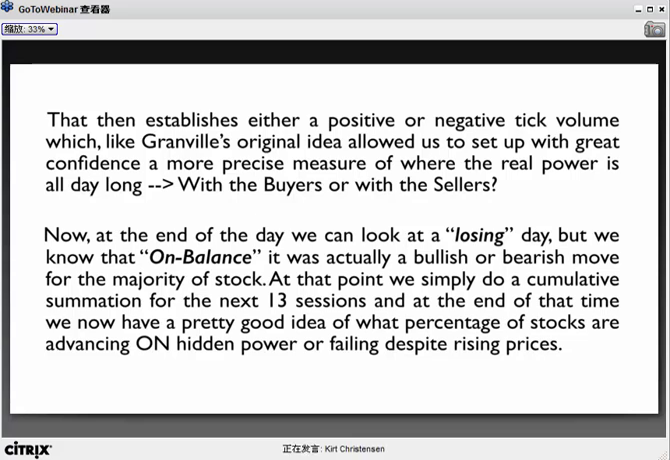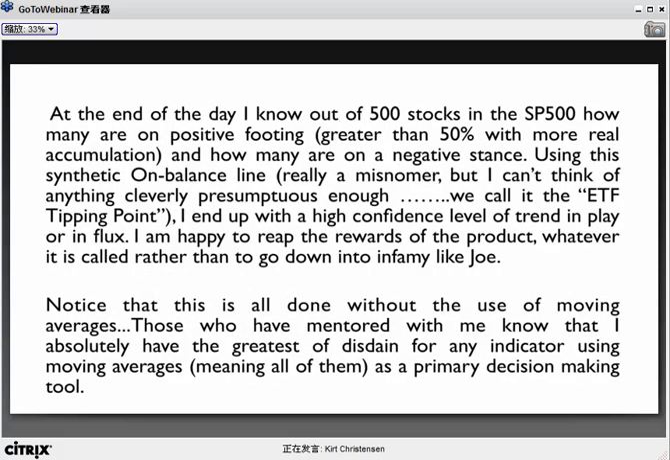At the end of the day, I know out of 500 stocks in the S&P 500, how many are on a positive footing, greater than 50% with more real accumulation, and how many are in a negative stance. Using this synthetic on-balance volume line, which we call the ETF tipping point, we end up with a pretty high confidence of which way the market is going to head in that sector.